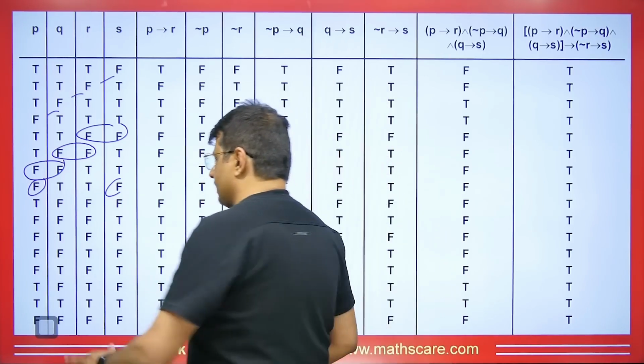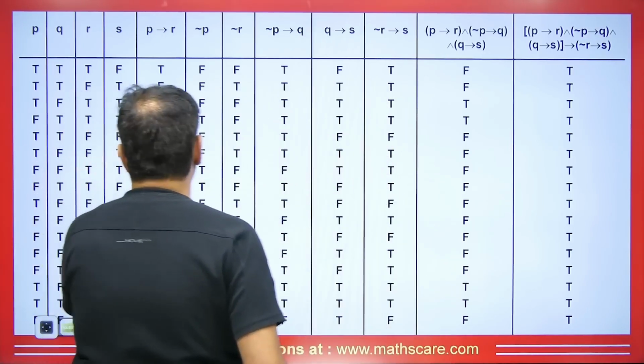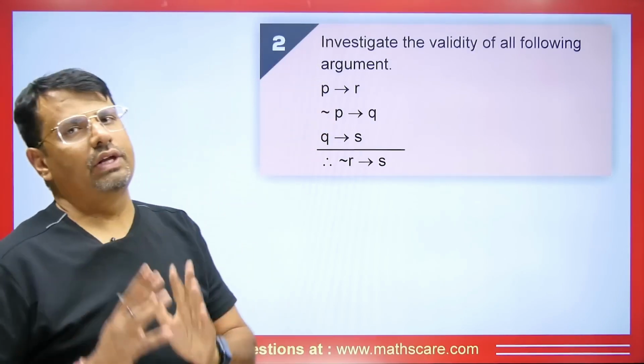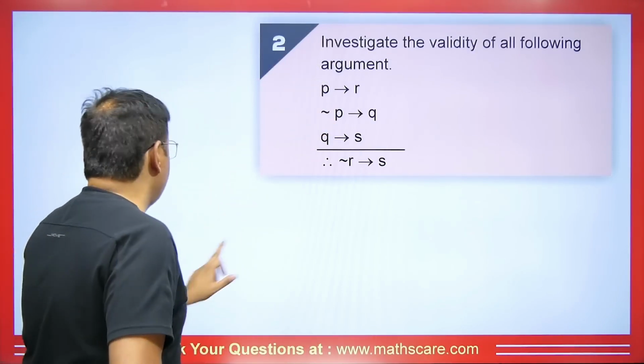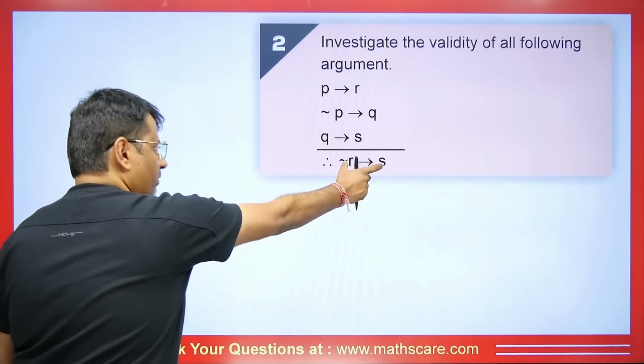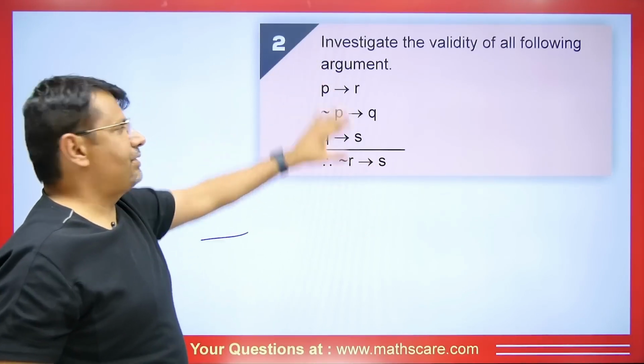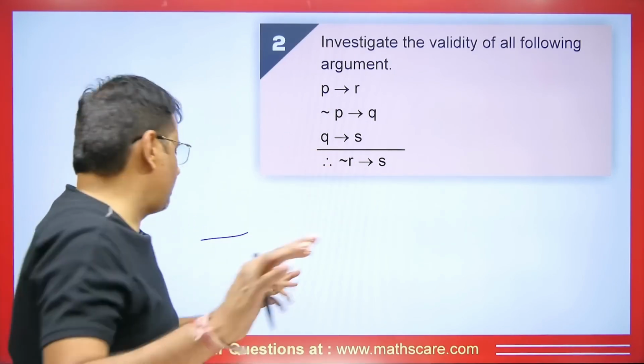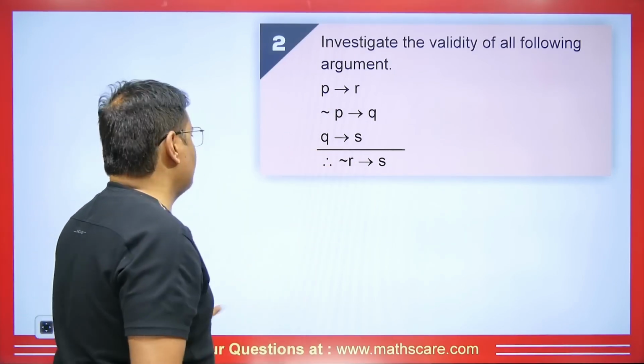Now, whatever the argument is, whatever the 3 premises given here, one is this, another is this, and last is this. We have to find the value of these 3 in this table. Then we will get the value of this. We'll find the value of these 4, and then we will check at what places this is true or not. This will finish the work. So that's what we are doing.